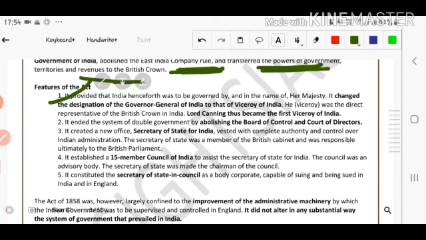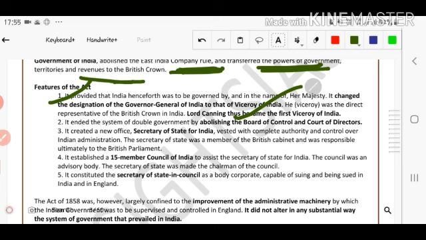It ended the system of double government by abolishing the Board of Control and the Court of Directors. It created a new office, the Secretary of State, vested with complete authority and control over Indian administration. The main authority in India is the Secretary of State rather than the Viceroy. Anyway, the Board of Control and the Court of Directors were abolished, and the Secretary of State had complete authority and control over India.